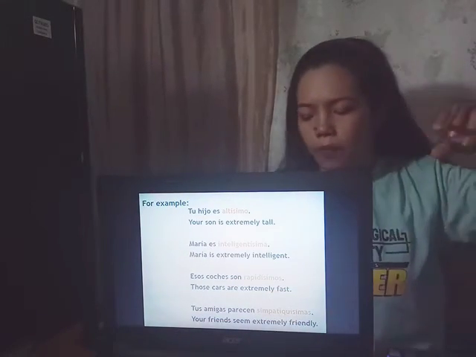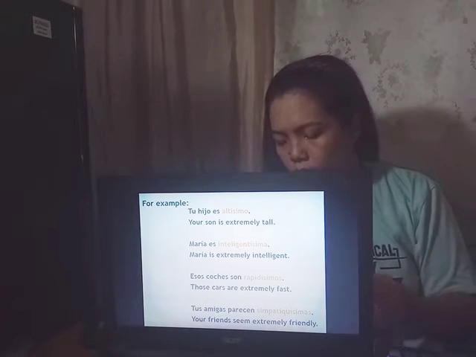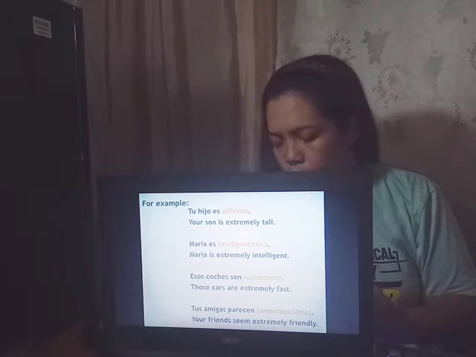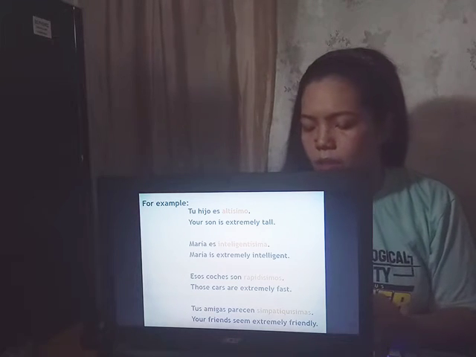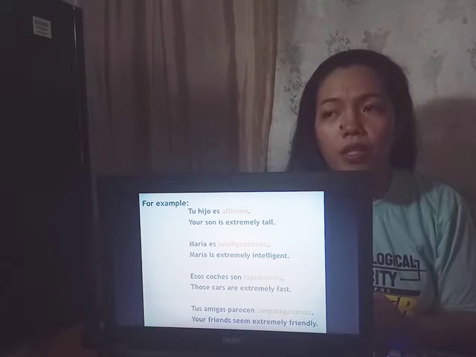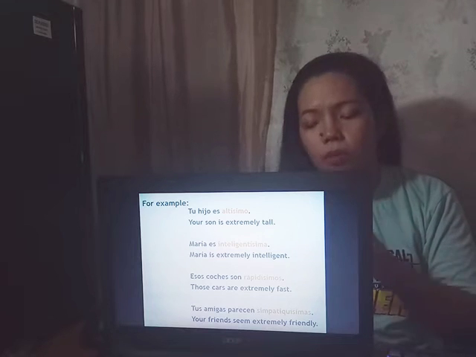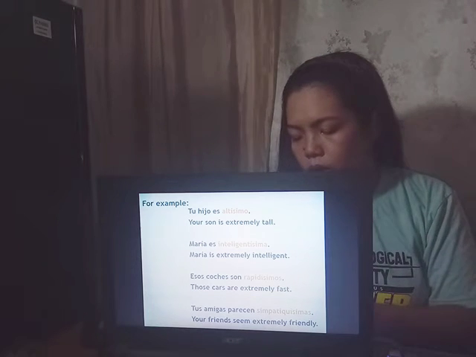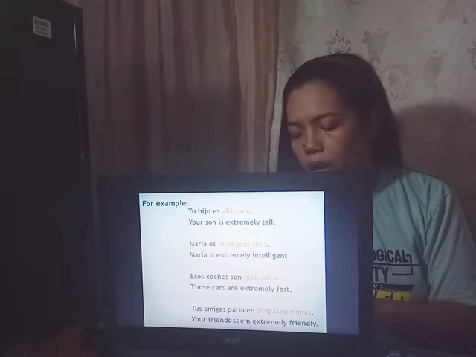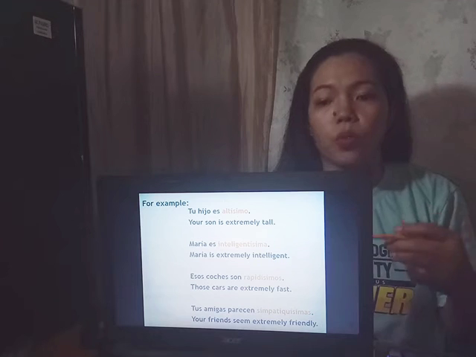As you can see, I colored also the Spanish words. Here, tu hijo es altísimo. Your son is extremely tall. So alto, that is tall. Altísimo. Your son is extremely tall. Tu hijo es altísimo. Let's move on to the next one.